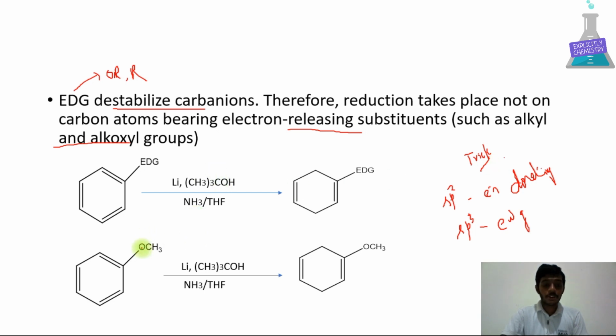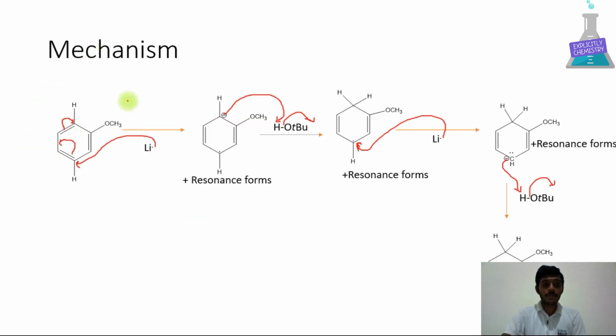This is an electron donating group, so this group will be present at the sp2 carbon. If an electron withdrawing group is present, like carboxylic acid, it will be present at the sp3 carbon atom. Remember this for competitive exams. This is the mechanism for anisole.